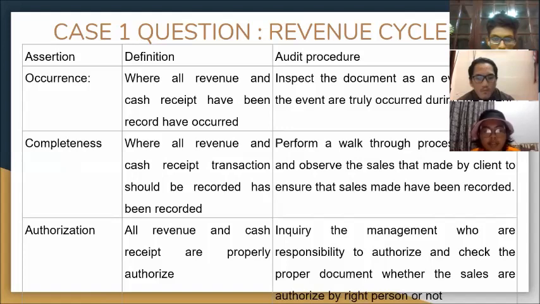Next assertion is authorization. The definition is that all revenue and cash receipts have been properly authorized. The audit procedure for authorization is to inquire of the management who are responsible for authorizing, and check the proper documents to see whether the sales are authorized by the right person or not.